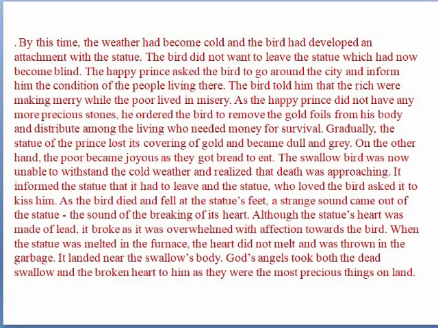The swallow bird was now unable to withstand the cold weather and realized that death was approaching. It informed the statue that it had to leave, and the statue who loved the bird asked it to kiss him. As the bird died and fell at the statue's feet, a strange sound came out of the statue, the sound of the breaking of its heart. Although the statue's heart was made of lead, it broke as it was overwhelmed with the affection towards the bird.